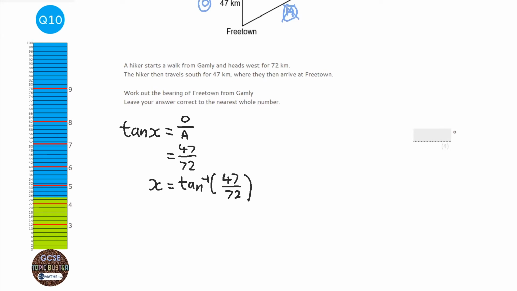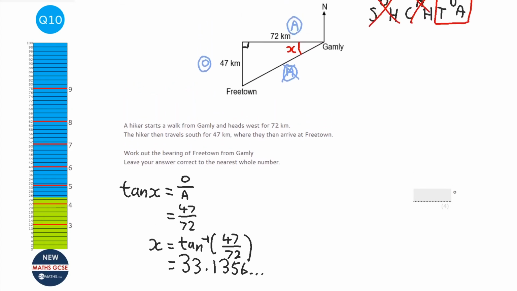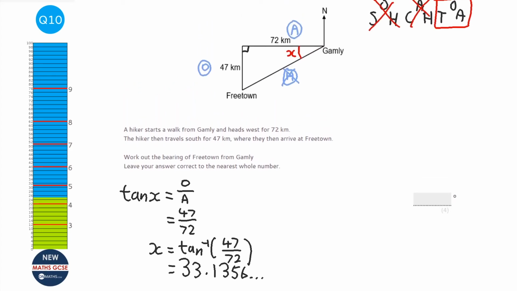Okay, let's just scroll down. On the calculator you want to click shift or the equivalent on your calculator and then tan, and then you press the fraction button, 47, and go down, 72. Just don't forget to close the brackets. Every time you click tan or inverse tan, it opens the brackets, so make sure you shut them. Let's press equals, and that equals 33.1356, and so on. So x is 33, but we still haven't got a bearing.